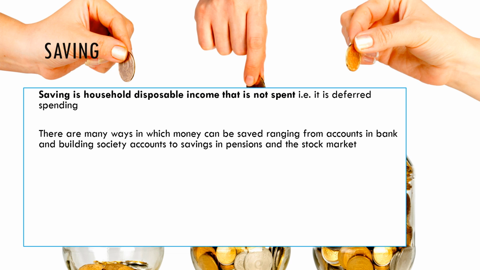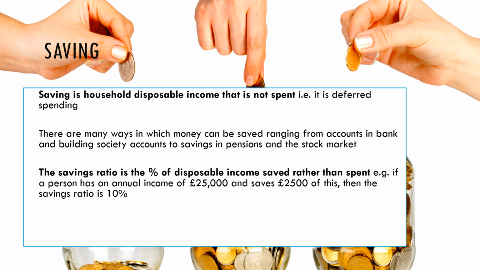And there are many ways in which money can be saved. So bank and building society accounts, saving into a pension, buying shares in companies, and saving in the stock market would even be considered by many a form of saving.